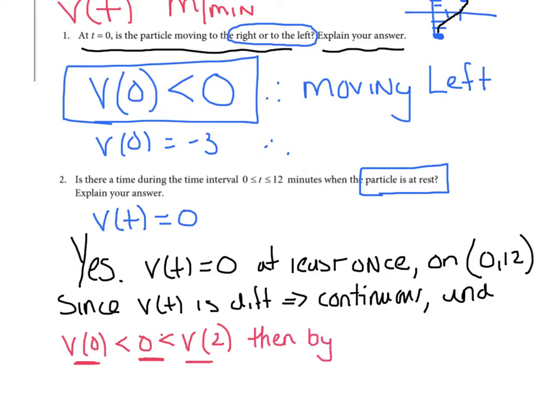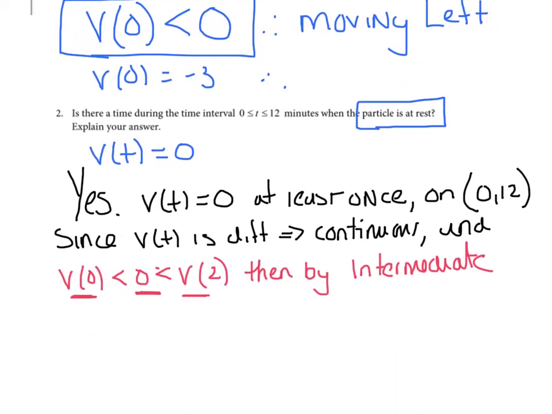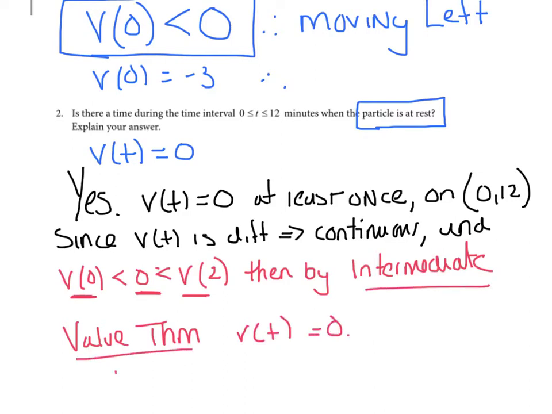Then by the intermediate value theorem, v of t must equal 0. Okay, and we said we could call that intermediate value theorem the IVT, but don't call it that if you don't know what it stands for.